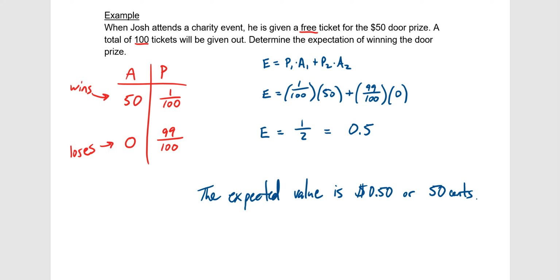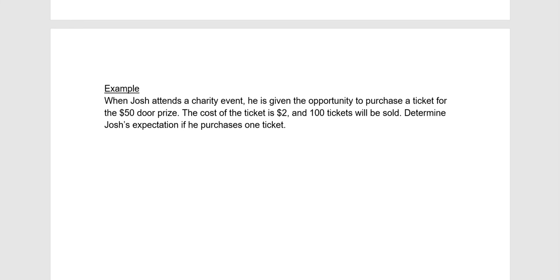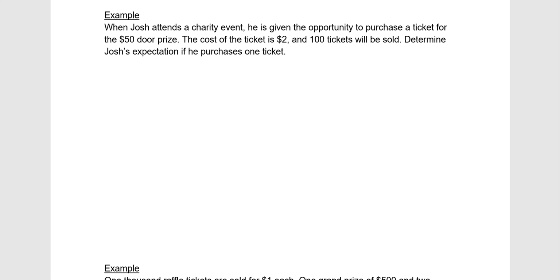So this means if he kept on going over and over again to this charity event and kept on getting this free door prize, if he averaged all of his winnings together, he would average out to 50 cents. Okay, and then another way to think of this is that if you averaged out everybody's winnings that got that free door prize, the average of their winnings would be 50 cents. Okay, so let's do similar ones here that look a little similar.